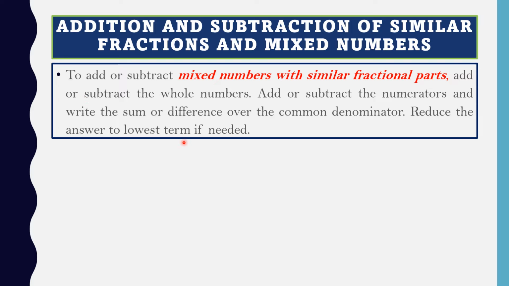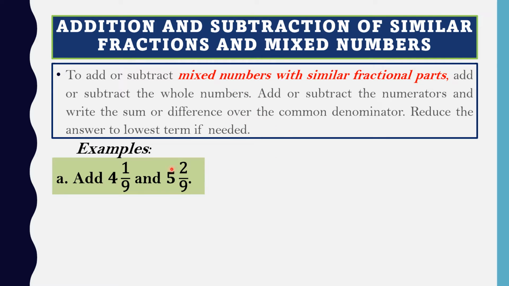Next, this time we are going to look at problems involving mixed numbers with similar fractional parts. Mixed numbers means that we have a whole number included. Add or subtract the numerators and write the sum or difference over the common denominator. And of course, we reduce the answer to lowest term if needed. But what will we do with the whole numbers? We simply add or subtract them as well.